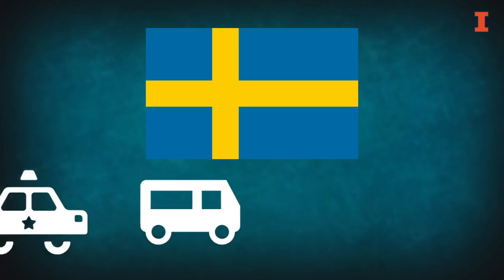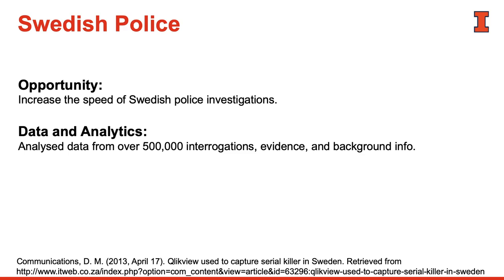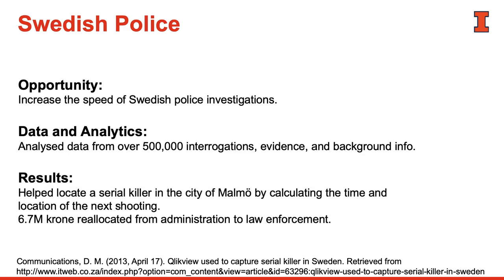Another great policing example comes to us from the Swedish police force. Some years ago, a serial killer was terrorizing the city of Malmö in Sweden. So the city implemented a system where they're integrating communication behavior from phone calls, crime statistics, weather, day of week and city events, with data from over 500,000 interrogations, other evidence, and background. In doing so, they were able to reduce 9 months of manual analysis to 3 minutes of automated analytics and help locate the serial killer.